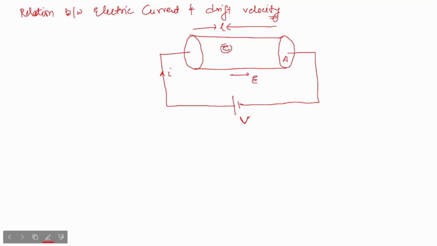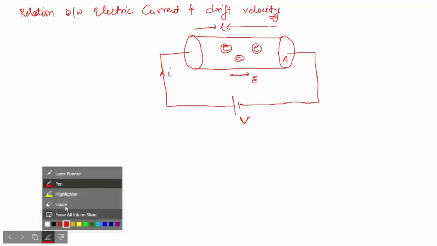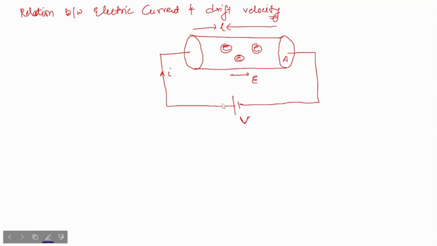Suppose these are free electrons. They will be experiencing a force, and they will be moving in the opposite direction with a velocity Vd. This is what is called drift velocity. Now let's say n is the free electron density, and A is your cross-sectional area.